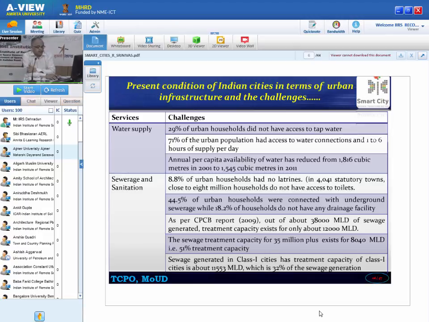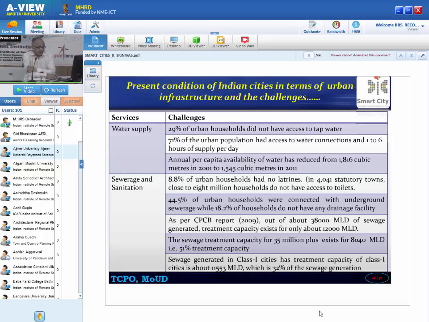Almost 8 million households do not have access to toilets. So that 8 million means almost 80 lakh households do not have them. That means they don't have any facilities within their premises and they have to resort to open defecation. It's a really very challenging aspect.